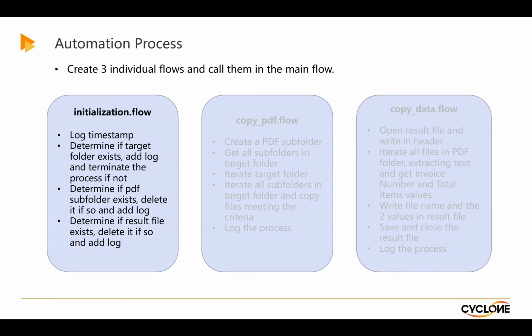The whole process can be divided into three subflows. Let's have a detailed look at each of them. The first subflow initializes the whole process. This flow is going to check file status and take actions accordingly, whether to delete existing files or log the absence of critical files and terminate the process.